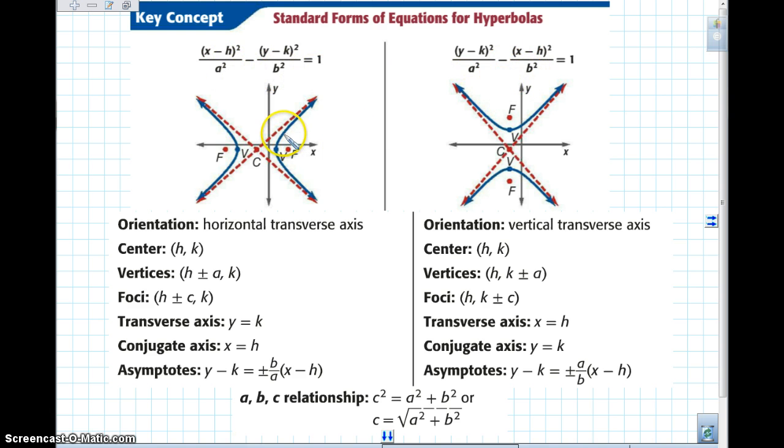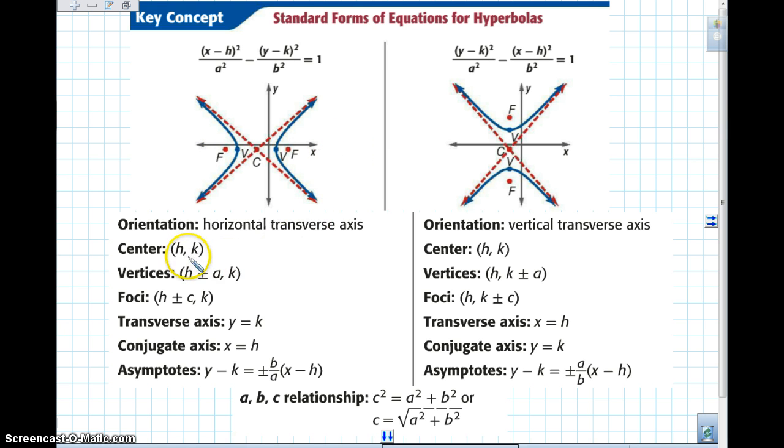If you're changing the orientation of the hyperbola, then you change the orientation of the x minus h squared and the y minus k squared. Okay, so with ellipses we would just switch a squared and b squared. With hyperbola we actually switch x minus h squared and y minus k squared, depending on whether we're vertical or horizontal. So if x minus h squared is first, it's going to be a horizontal transverse axis. So your transverse axis will go across, just like you would have a horizontal ellipse.